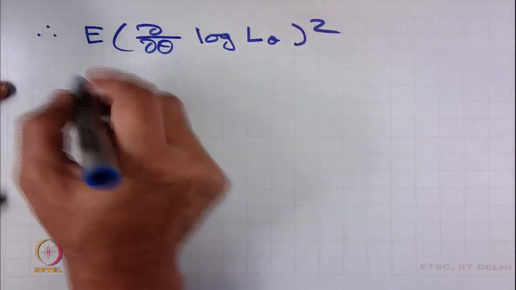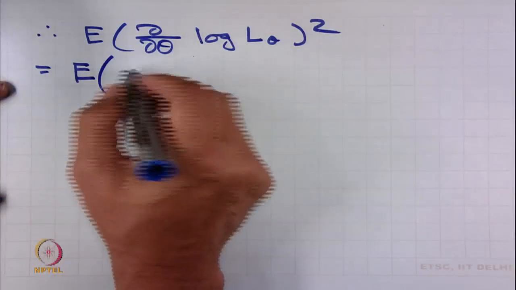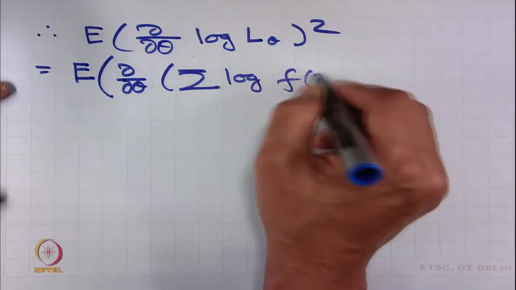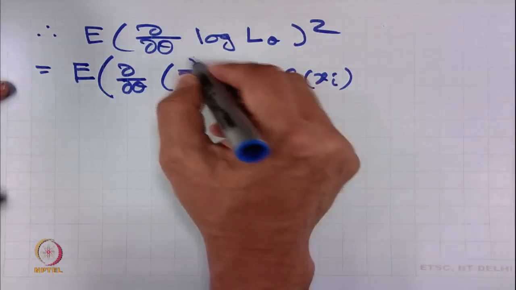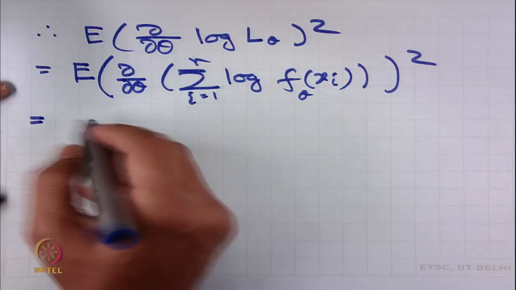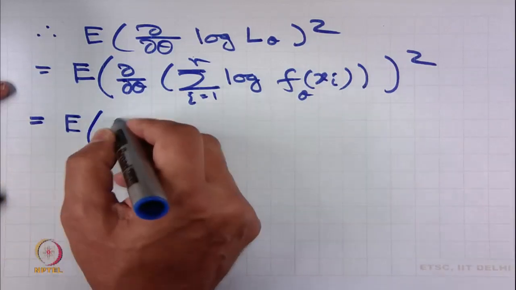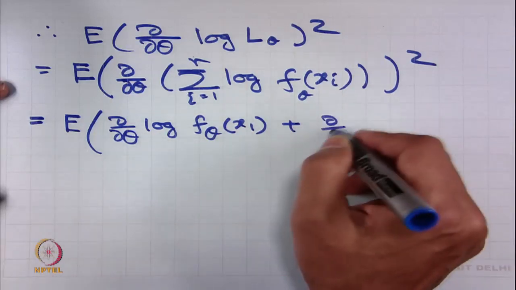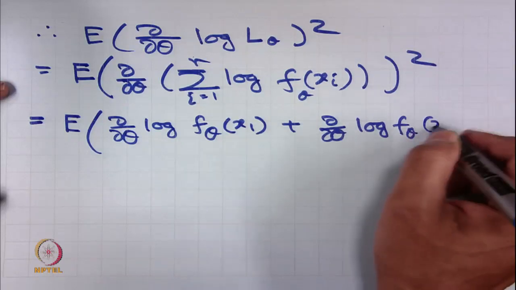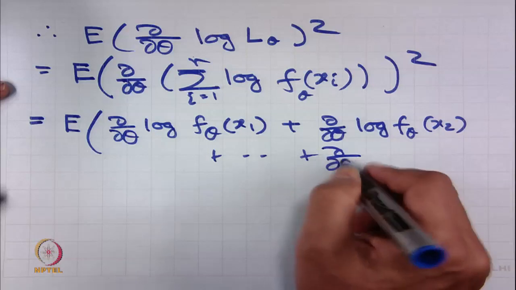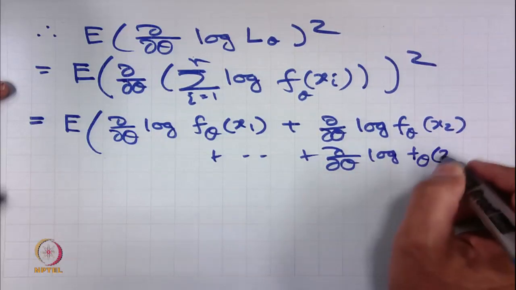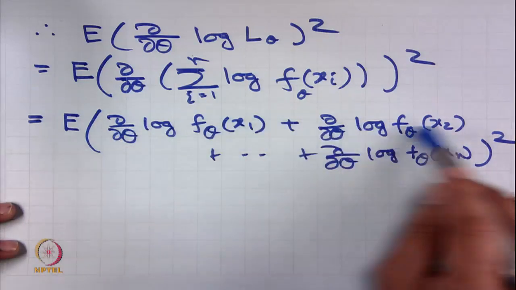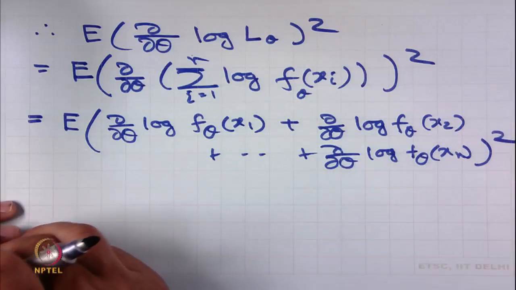Therefore, expected value of del theta log L theta whole square is equal to expected value of del theta of sigma log of f x i, i equal to 1 to n, whole square, which is equal to expected value of del theta of log of f theta x 1 plus del theta of log of f theta of x 2 plus del theta of log of f theta of x n whole square. So, now you understand the difficulty, it becomes the sum of n terms whole square.